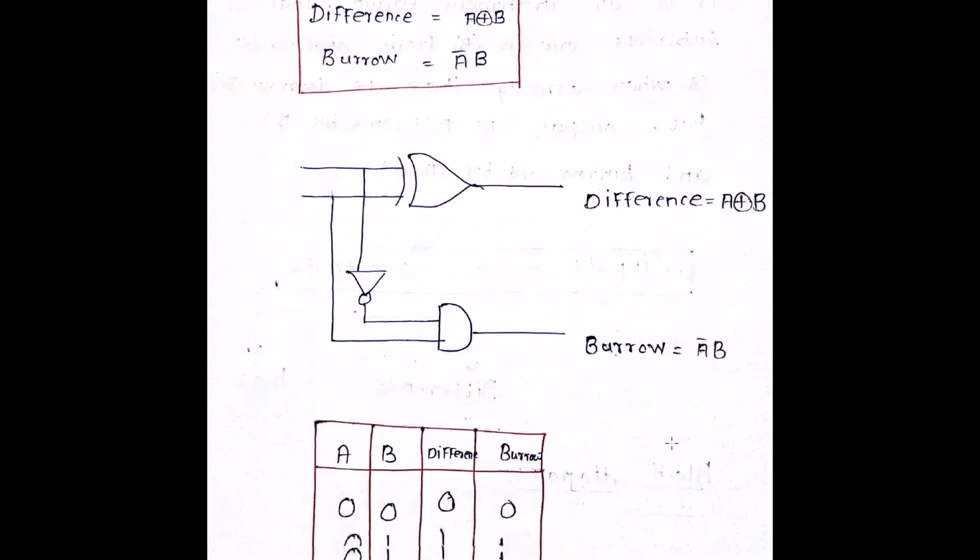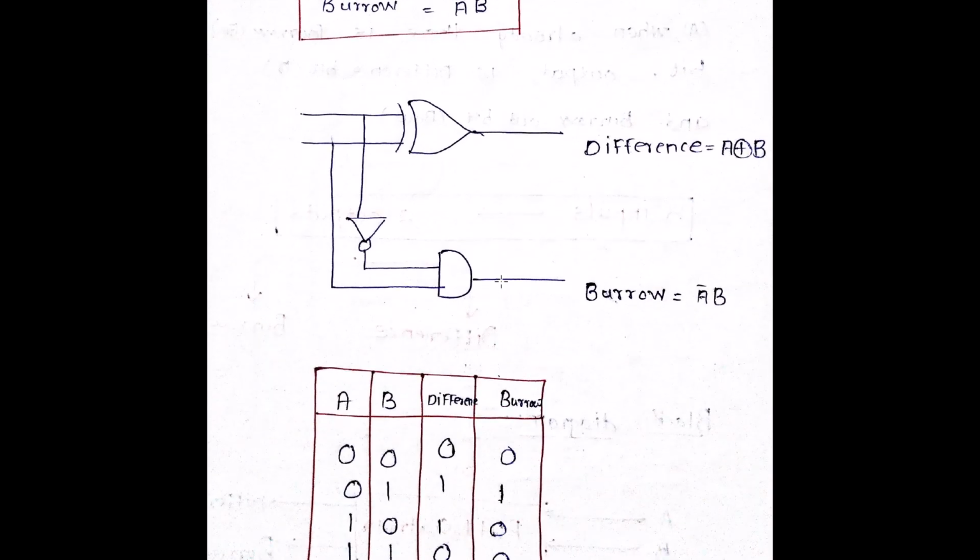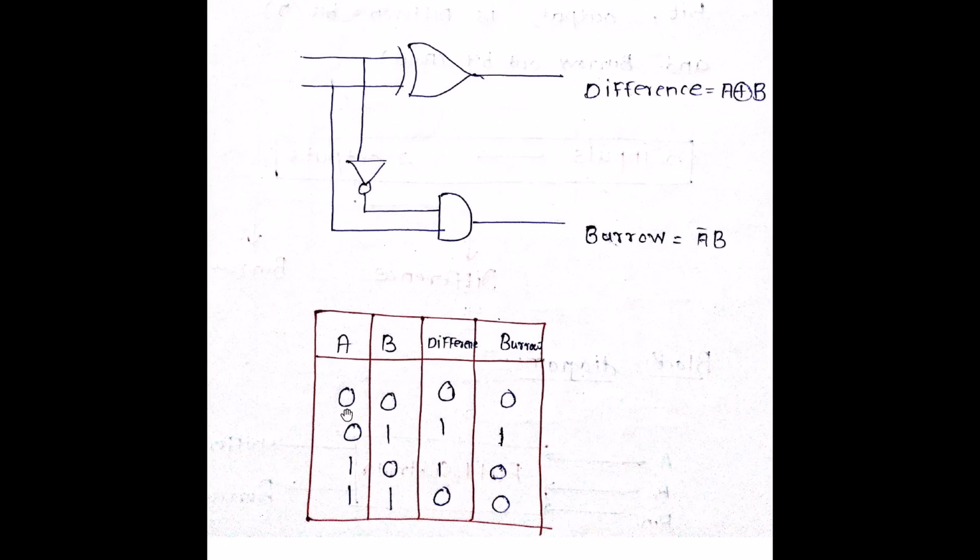So you can show this in the form of a logical diagram. The truth table consists of 0 0, 0 1, 1 0, 1 1. The difference is A XOR B, so you have 0, 1, 1, 0. And the borrow is A bar B, so just get these values and you are done. I hope I'm very clear with this. Fine.